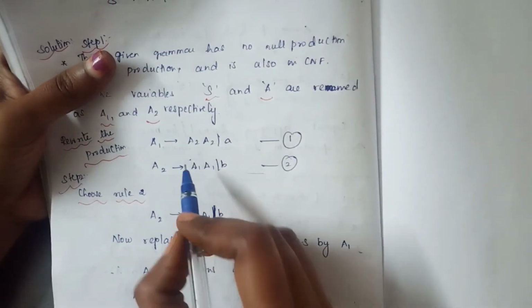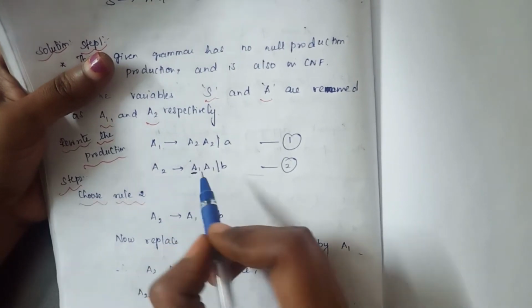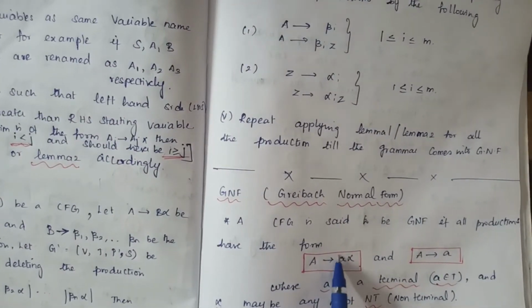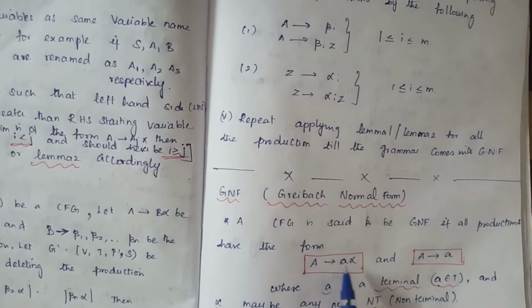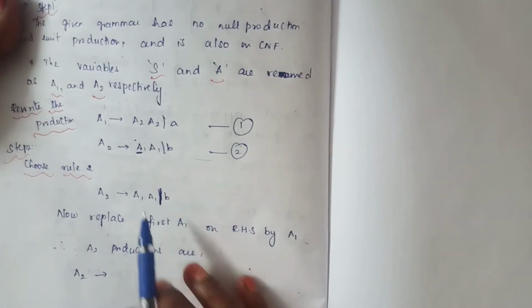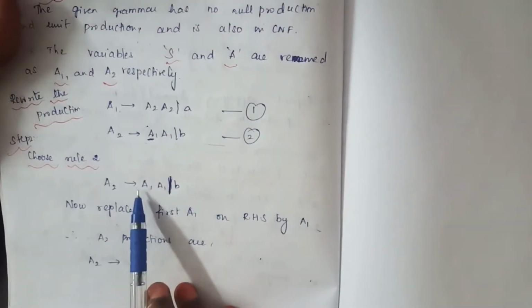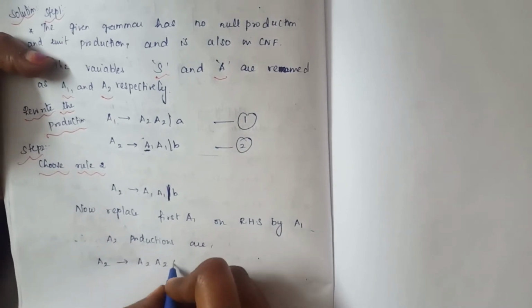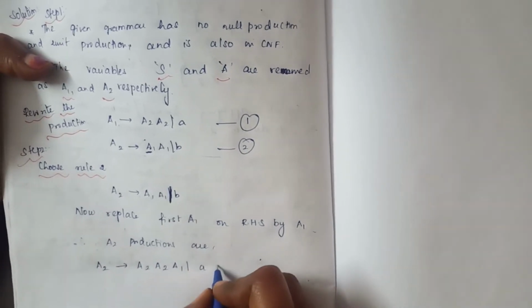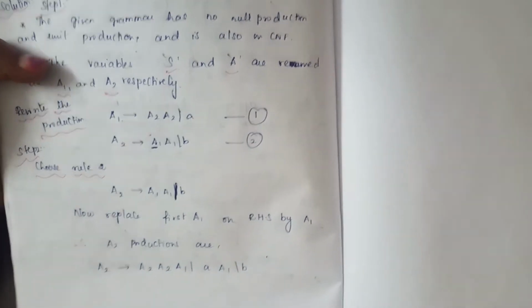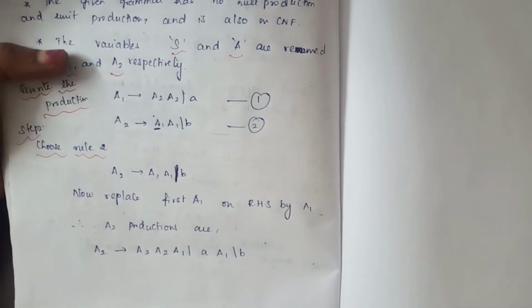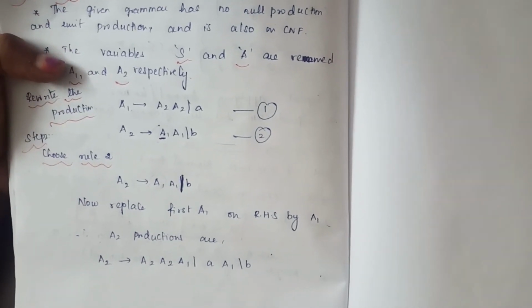So we have to substitute for this only, because my GNF satisfies A tends to a single terminal followed by any number of non-terminals. So we have to apply it only for the first variable on the right hand side. So for A1 we have to substitute it. So A2 A1 or A1 or B. So this is my A2.